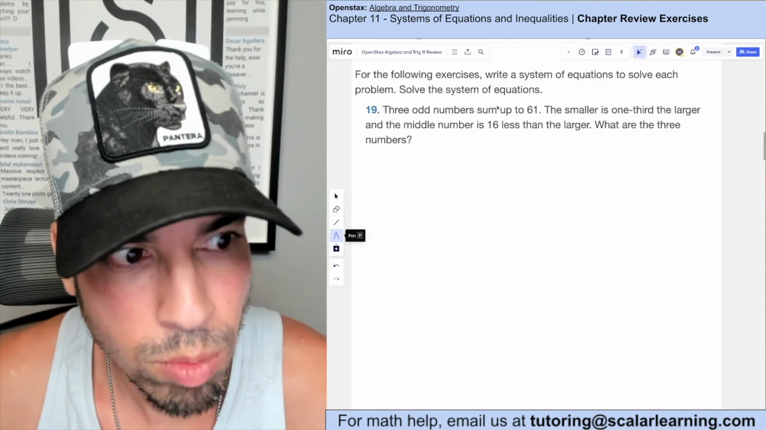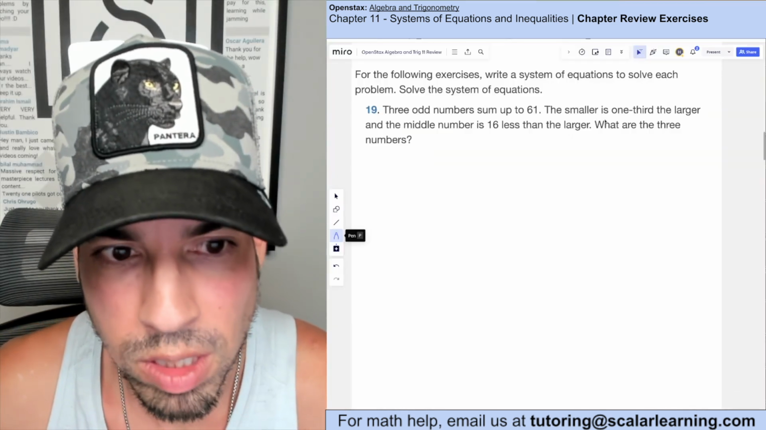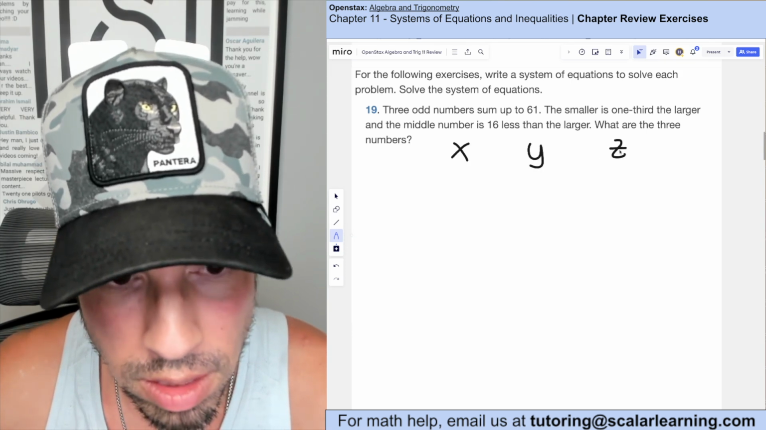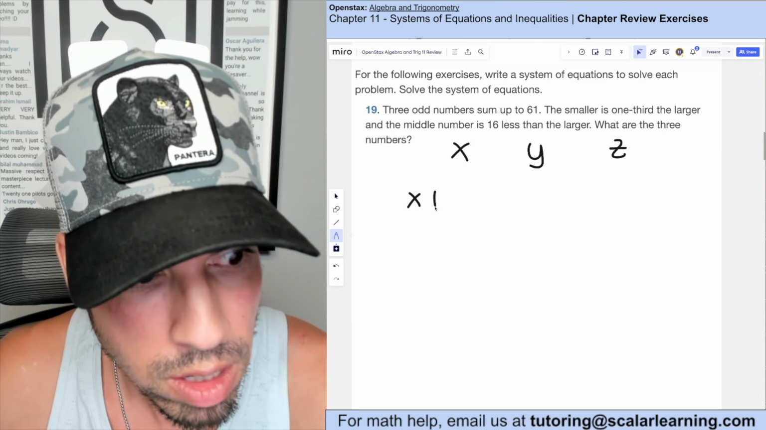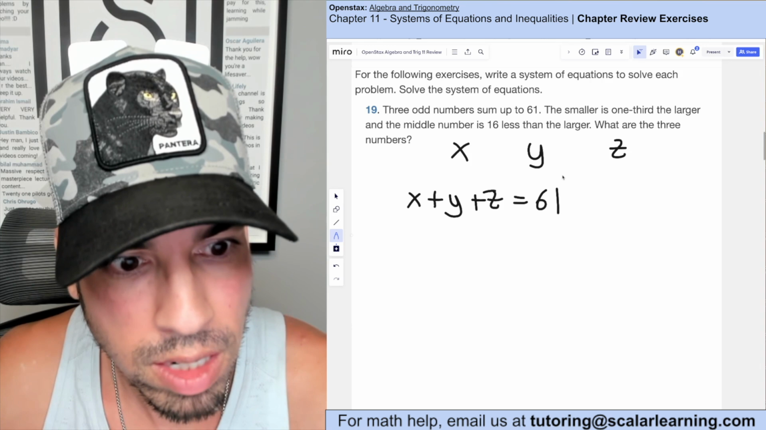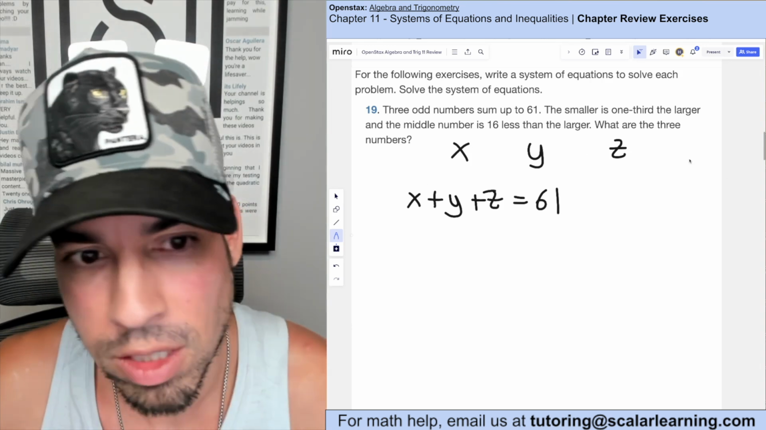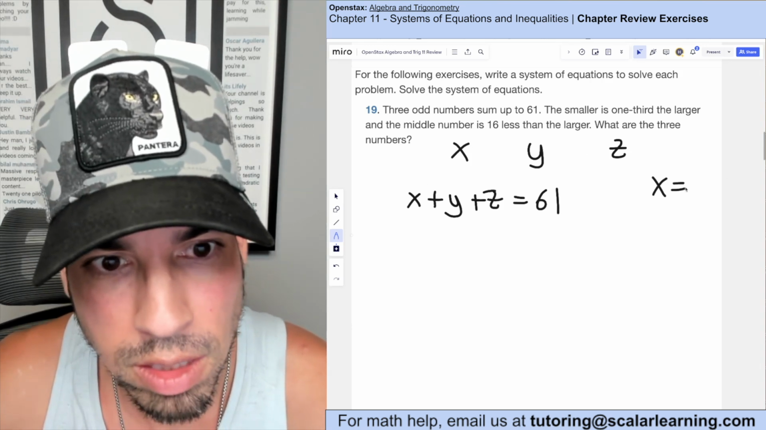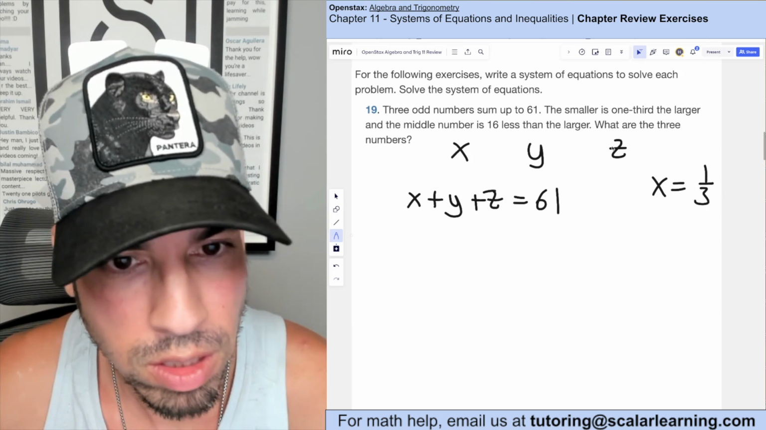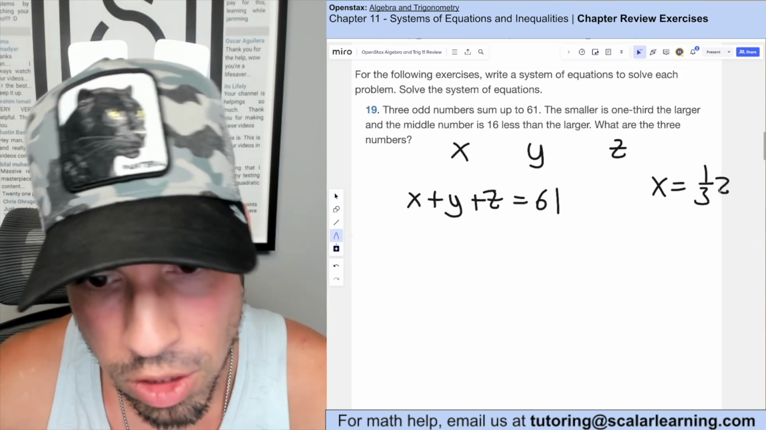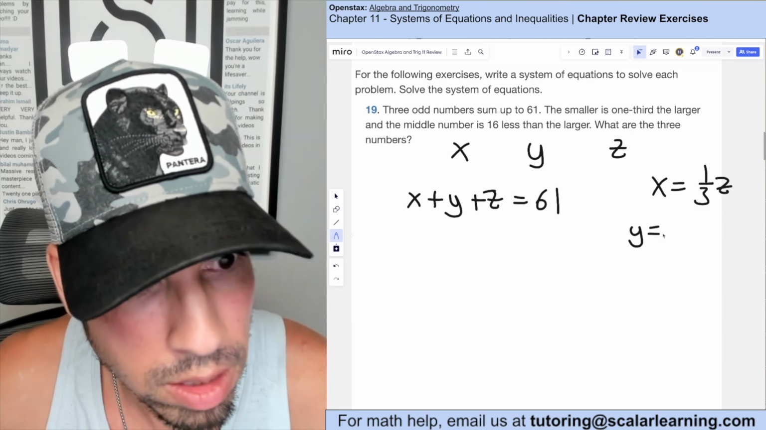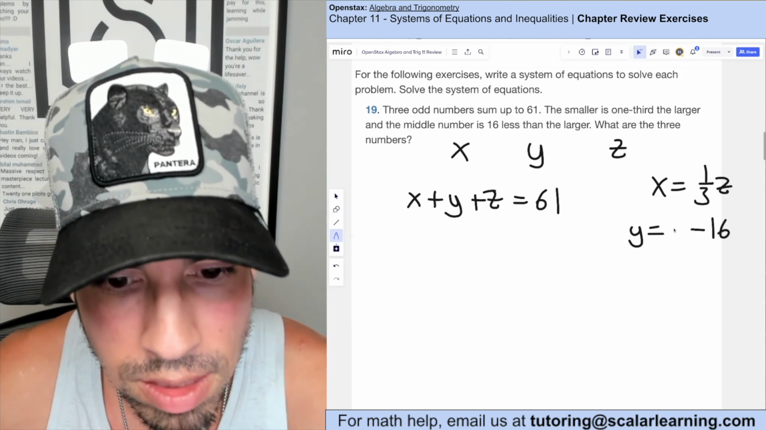Done. So for this one, we got 3 odd numbers that sum up to 61. So let's write that out. And we're going to make these numbers x, y, and z. Again, that's just arbitrary, right? So the first one is they add up to 61. Okay, great. And then it says the smaller one, let's call x the smaller one. The smaller one is 1/3 the larger. Okay, so let's say the larger is z. Let's just go with that. And then it says, and the middle number is 16 less than the larger.